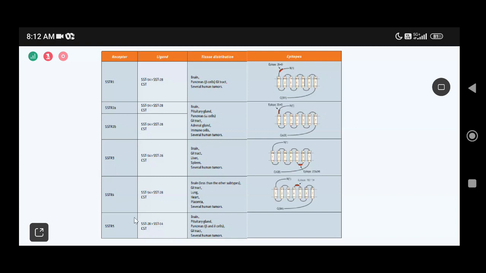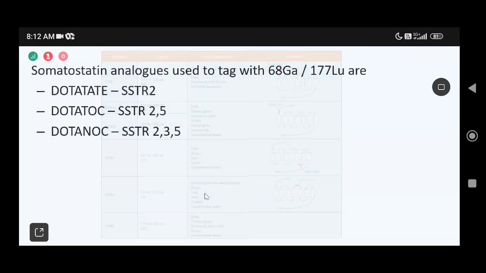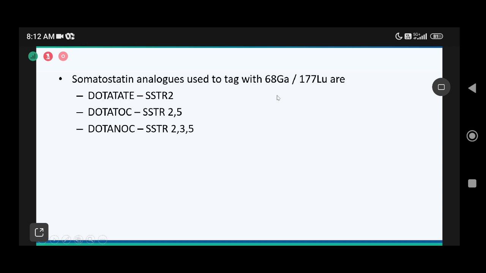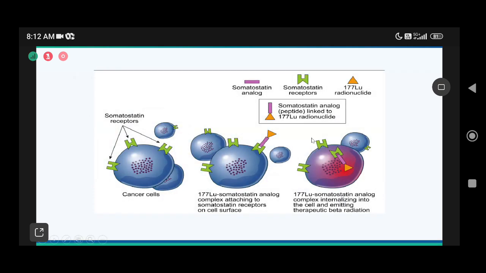There are several types of receptors. So we usually target 2, 3, or 5. So the somatostatin analogs which are used, either gallium or lutetium, are DOTA-TATE, DOTA-TOC, DOTA-NOC. So this summarizes the therapy which we do.